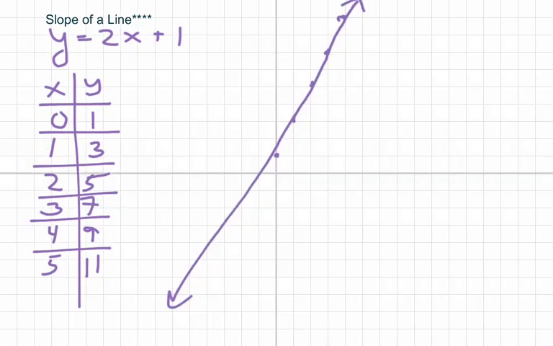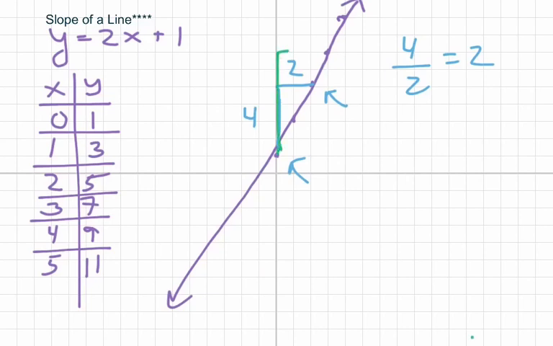If I were to look at the change from, say, this point to this point, I would go up 1, 2, 3, 4. Okay, I went up 4 and over 2. 4 over 2 is equal to 2. So we see that number coming up again, like 4 over 2 is 2. If I were to pick this point and this point, okay?